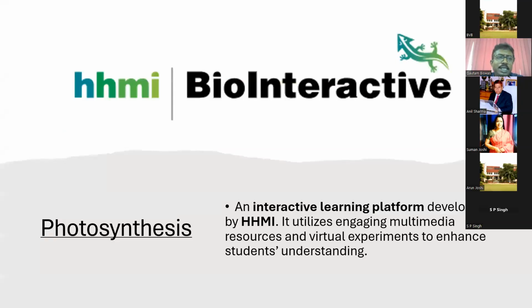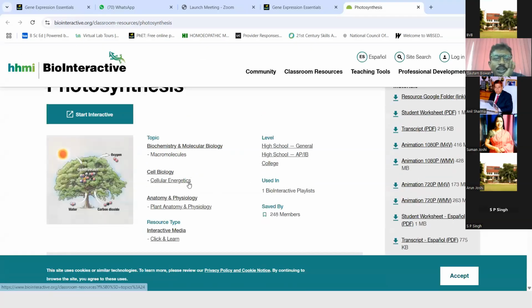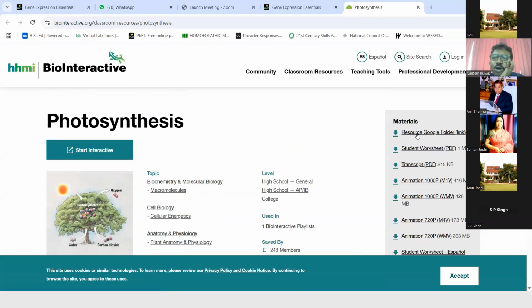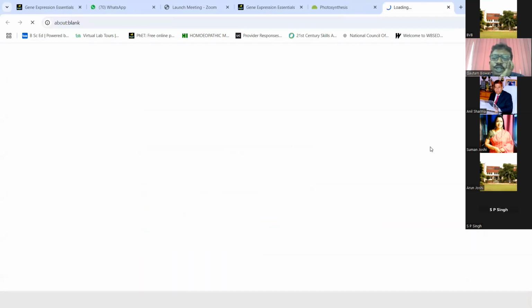Coming towards HHMI BioInteractive, you see, this one is another. I have chosen one topic from this site, that is photosynthesis. Now over here, the topic has a resource folder and student worksheet. You need not prepare them. And there are some animations you can show. Now, let's see a worksheet over here.